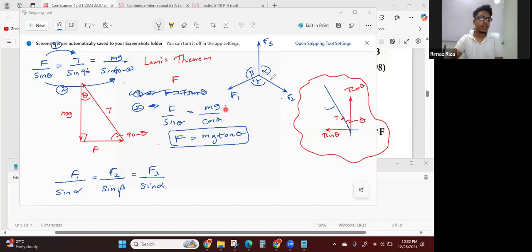This Lami's theorem we can also represent in a different way. We take the three forces. If it's in equilibrium, we can construct a triangle.